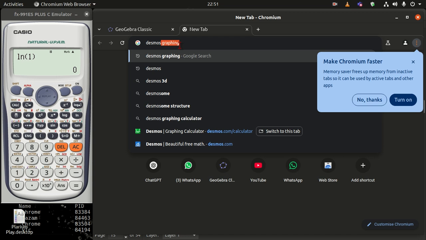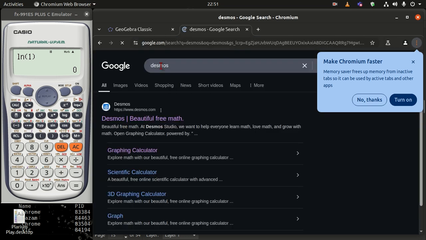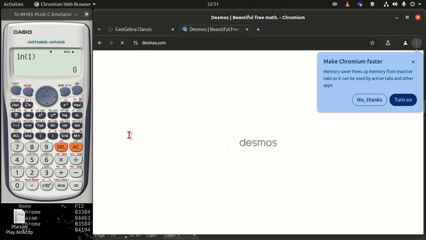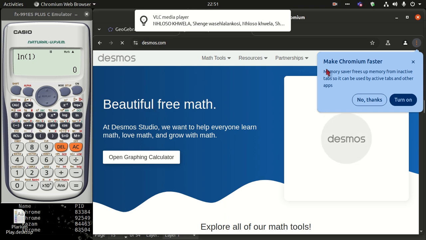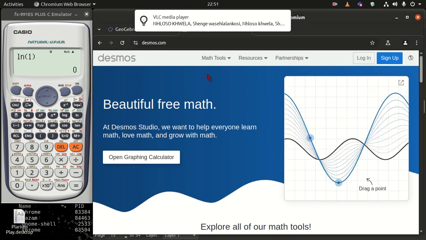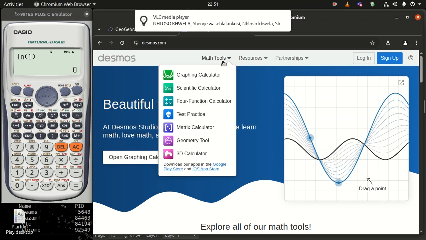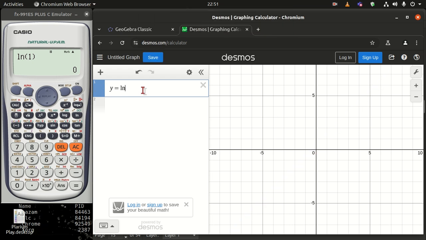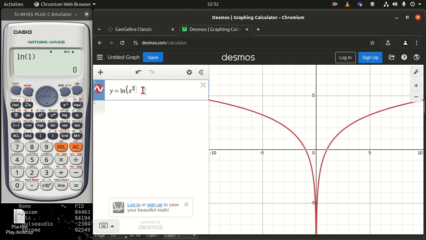If you are just using Desmos, you will find something of this kind, and you click on it. It's supposed to start showing some functions here. We wanted the graphing calculator, so you click there, and then you can write your function: y is equal to the natural log of x, and then you go up and place the power to say x squared, and then after that you can add +1.